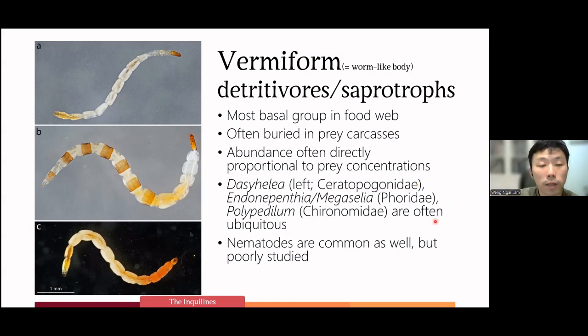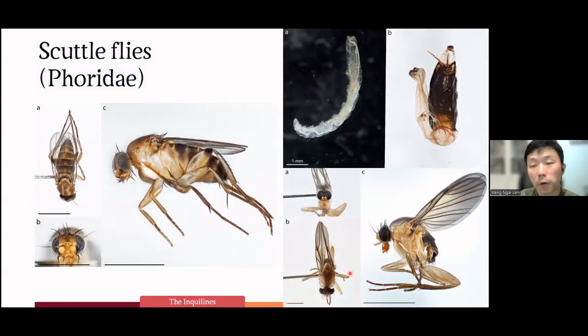Ceratopogonid, Phorid, and Chironomid larvae are some of the most ubiquitous. You find them in almost every single pitcher. Nematodes are probably extremely common as well, but they are really poorly studied. I don't really know how to comment on them. But scuttleflies, phorids, are the other very dominant group of saprotrophs. And you might know some of these as pests. When you have leftover food waste, you always see scuttleflies coming to your kitchen and breeding there.